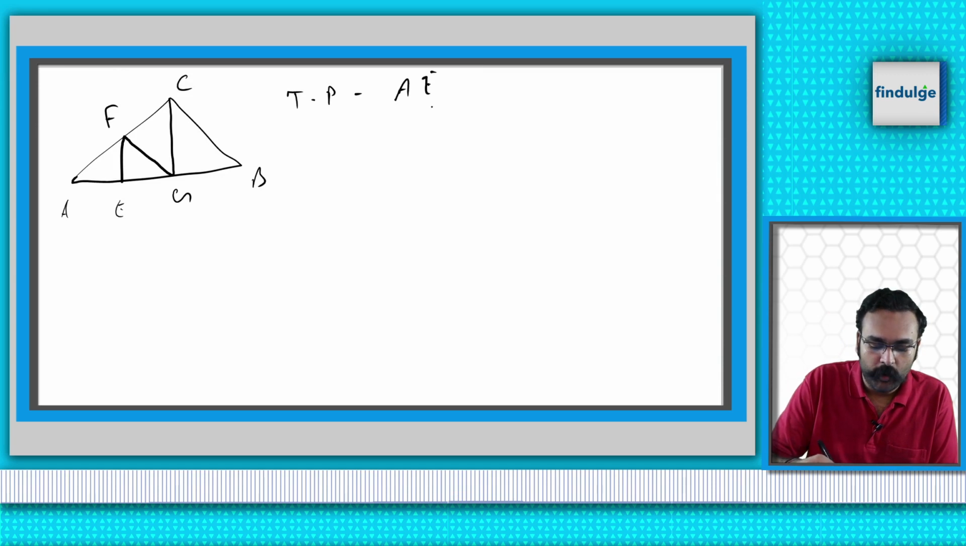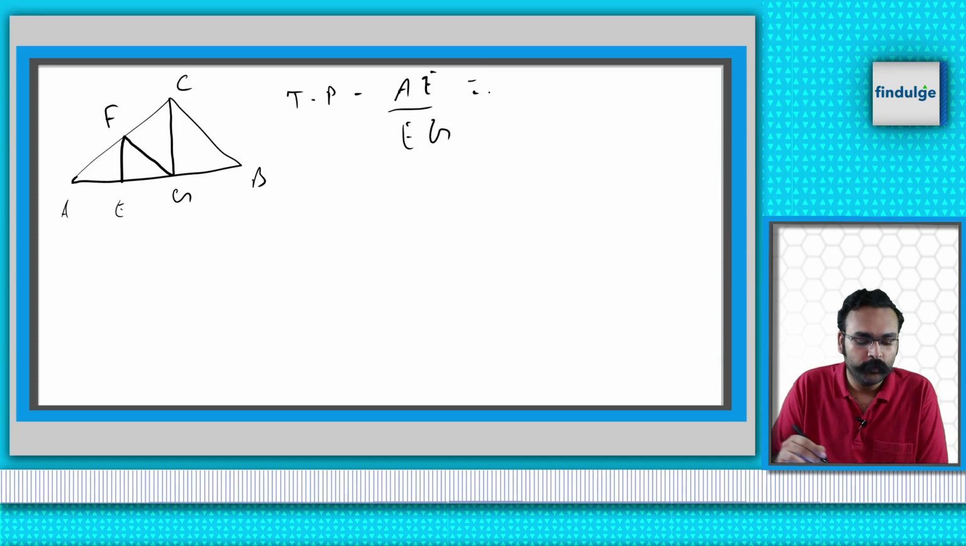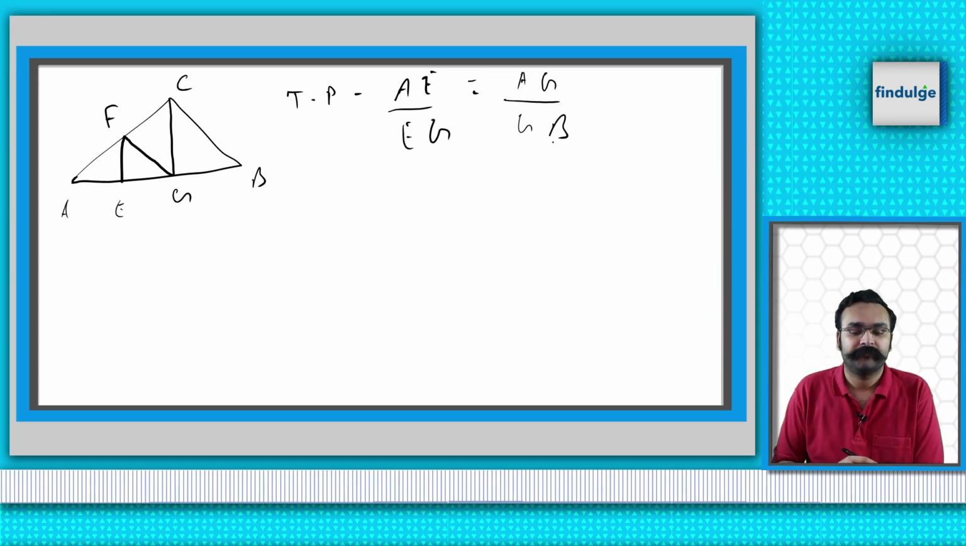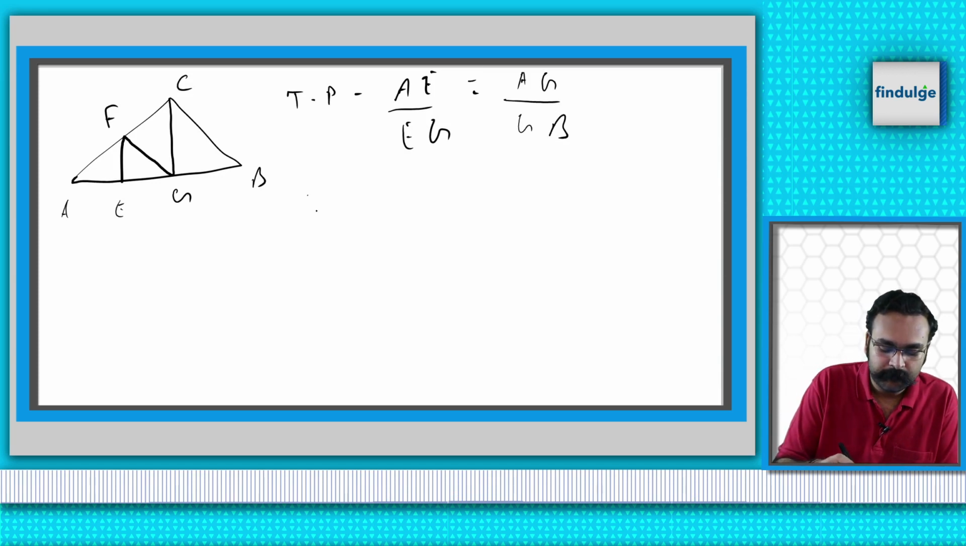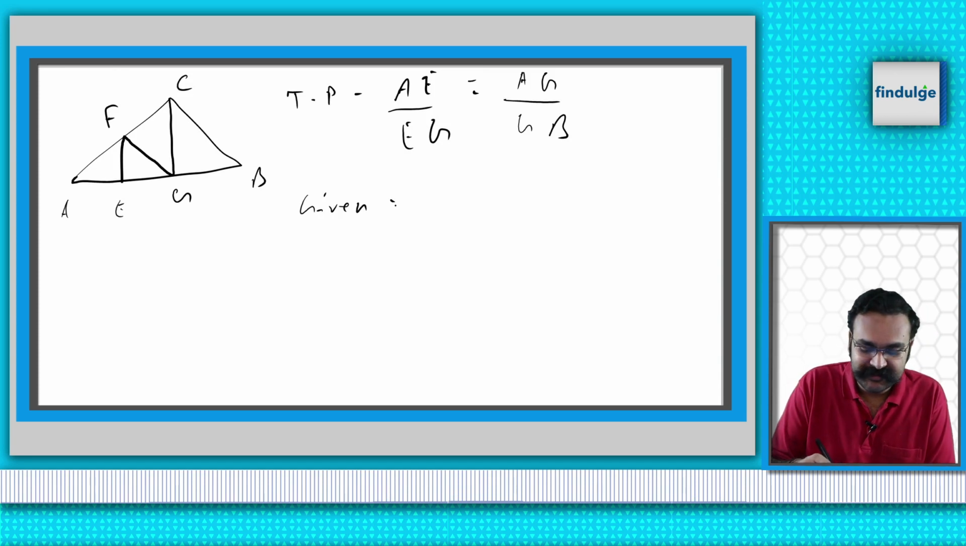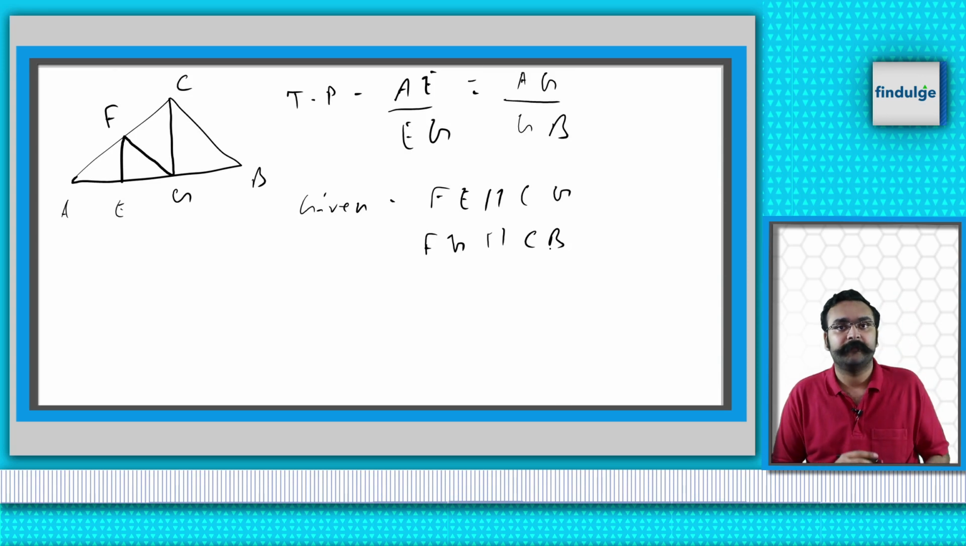AE upon EG is equal to AG upon GB. And it's also given that, of course, these extra lines that I drew, it is given that FE is parallel to CG and FG is parallel to CB.